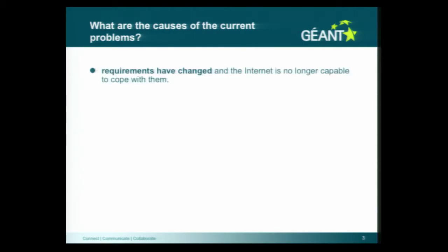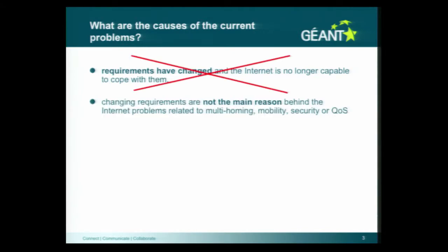So what are the causes? A lot of people say that the requirements have changed and the internet is no longer capable of coping with them. We don't think that's really it. Of course, there are some problems related to different requirements, but the main problems like multi-homing, mobility, security, and QoS were just not thought about when the ARPANET was designed. ARPANET was a promising technology, and it was taken into production very early in its life cycle, when Bob Taylor thought of connecting his 3 devices. He had 3 different terminals connected to 3 different universities.